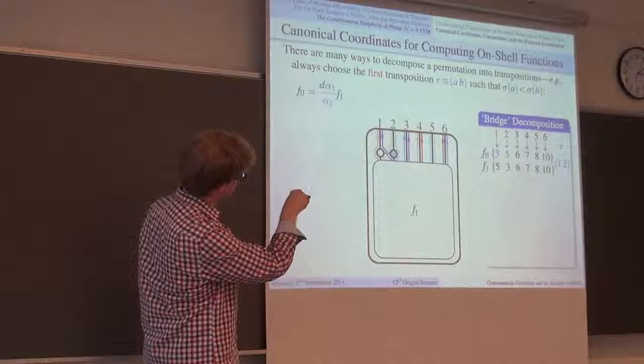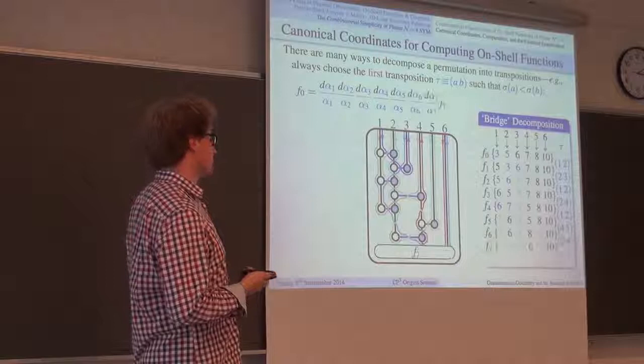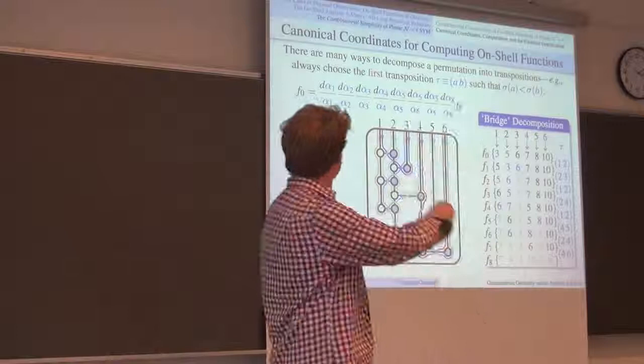And we can now look at the next one, which is 2 and 3, and peel off that bridge. And we can keep doing this until we get to the identity permutation. So we can just sequentially peel off bridges until we have the function we care about in terms of a sequence of 8 bridges on something that should be trivial.